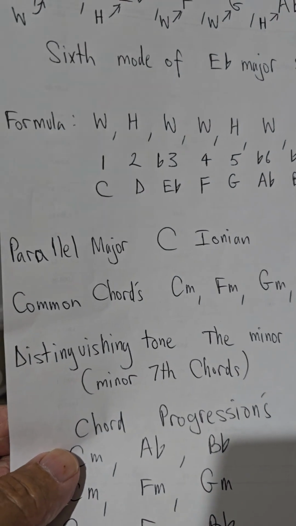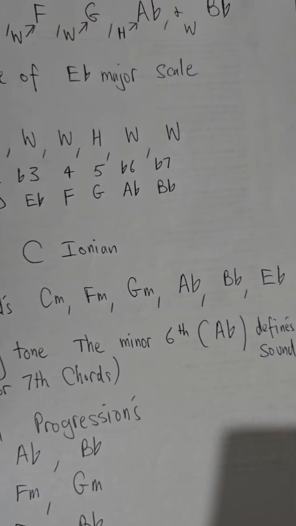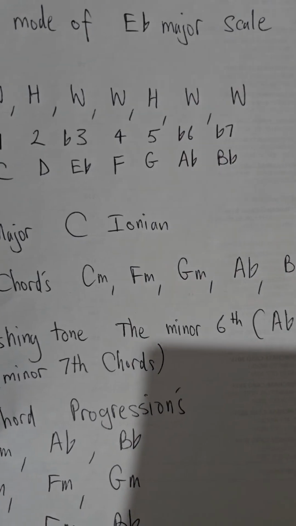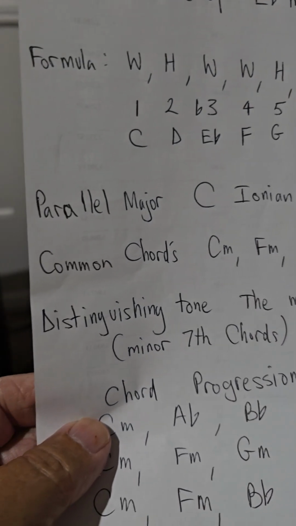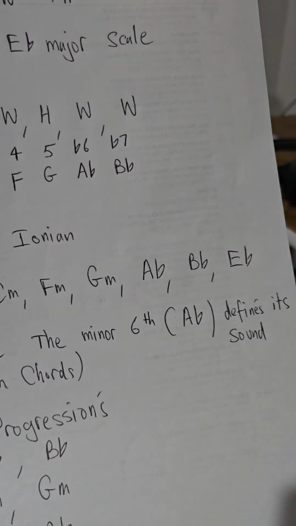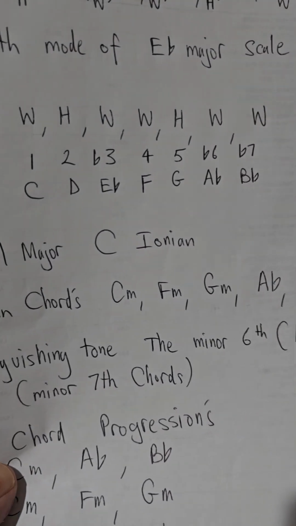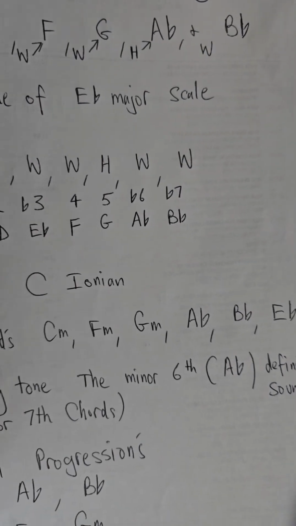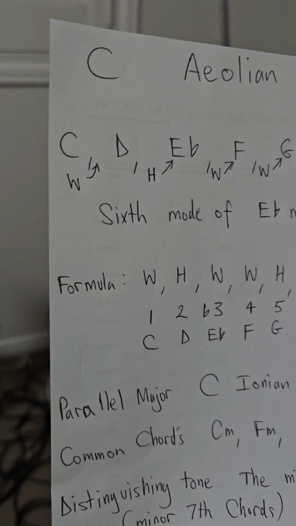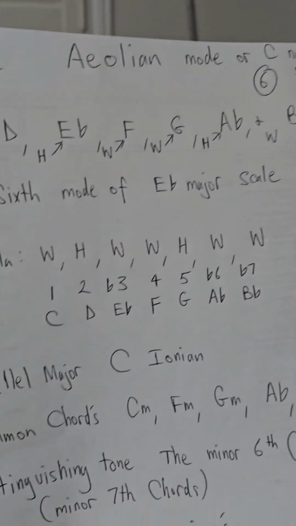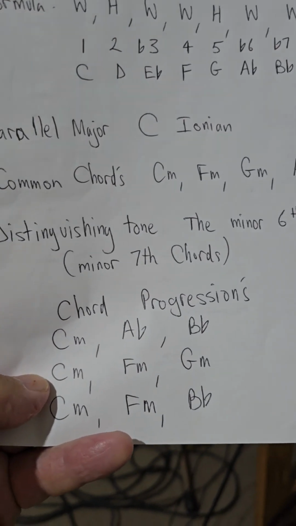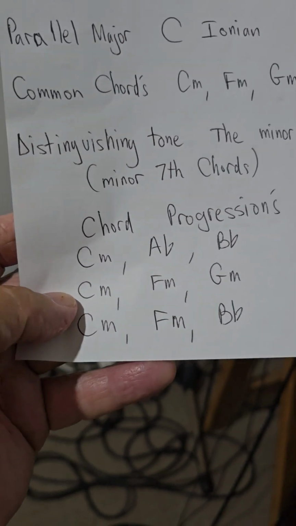Common chords, we have C minor, F minor, G minor, A flat, B flat, E flat. This backing track I did, it's C minor, A flat, B flat, E flat, I think. And all I'm doing is playing that scale over the top of it. So you can do the same thing, or you can record some rhythm yourself just by using these chord progressions down the bottom here.